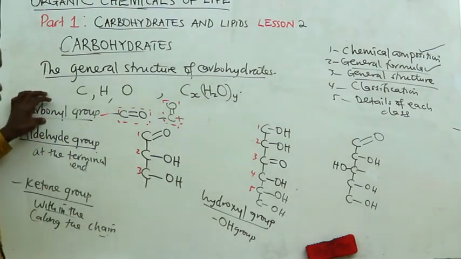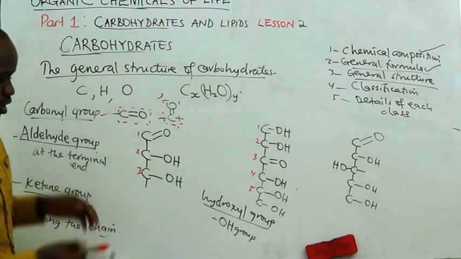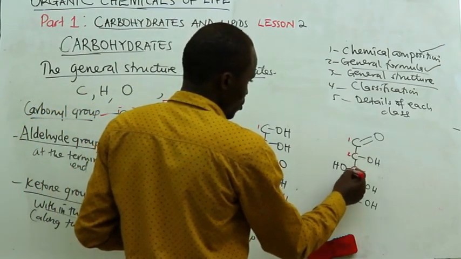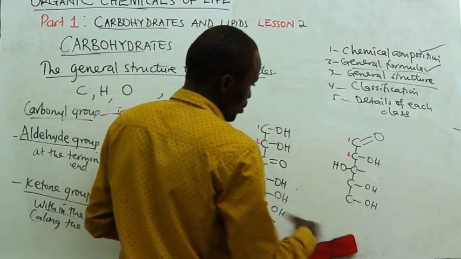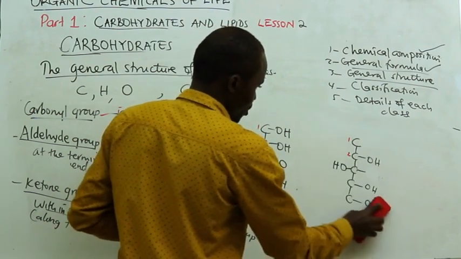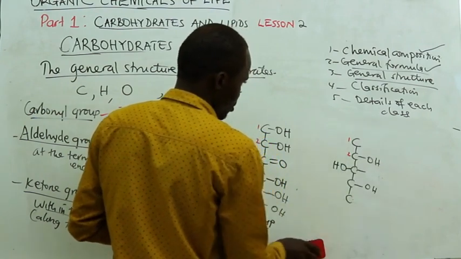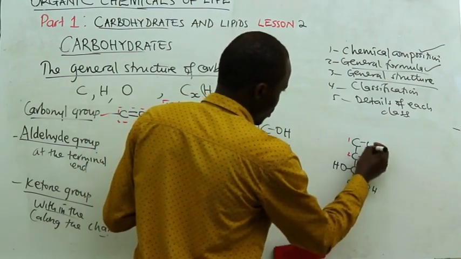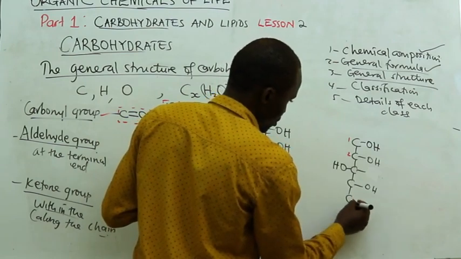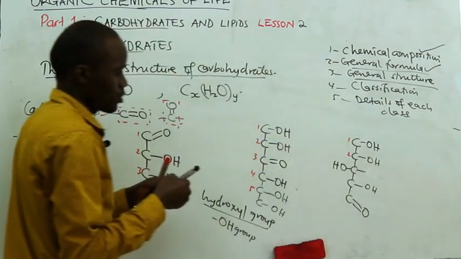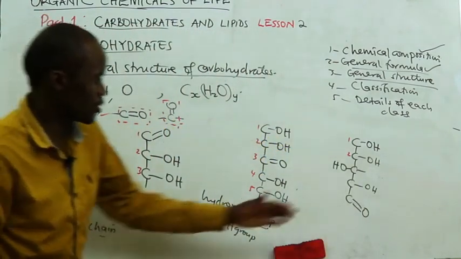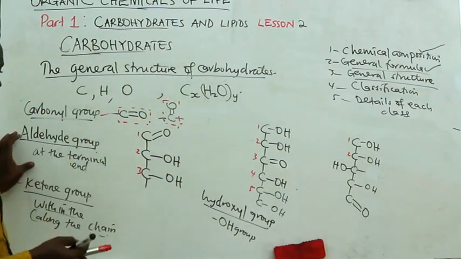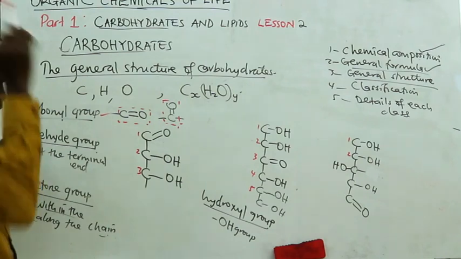It should be the one to form the carbonyl group. If I count here, 1, 2, 3. Now this carbonyl group can even be down. We should not just cram that it should be up. It can even be down. Still, even if it is down, it is still at the terminal end.